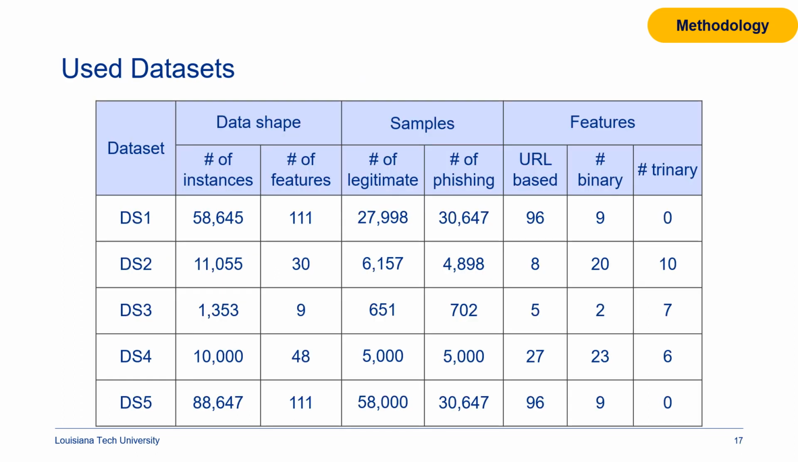We used 5 publicly available datasets. They varied in size, class proportion, and data type. URL-based features are discrete numbers, binary features can only have 2 values, and trinary features can only have 3 values.